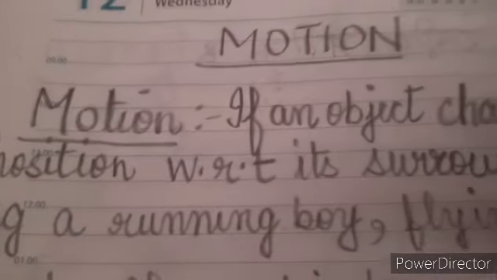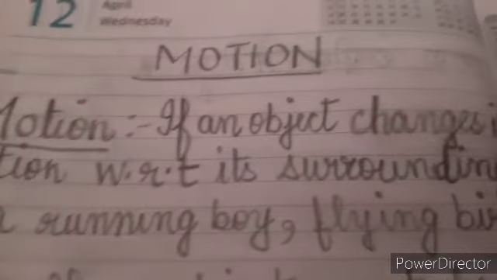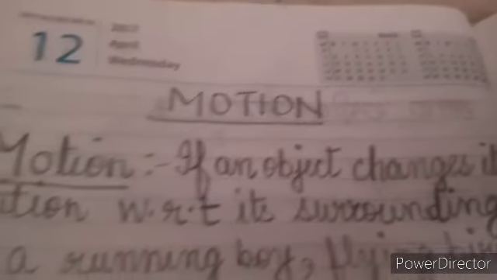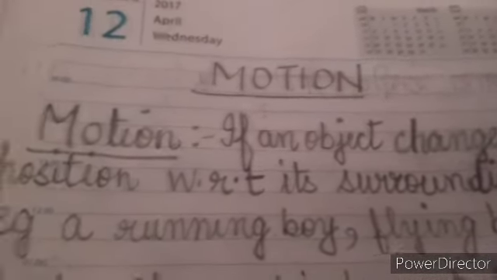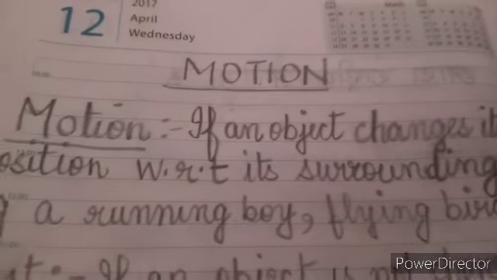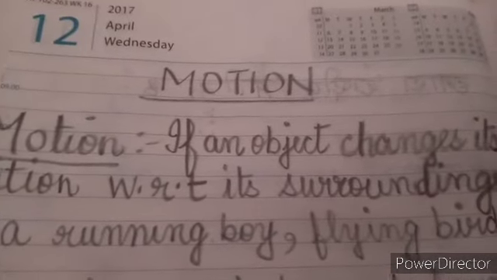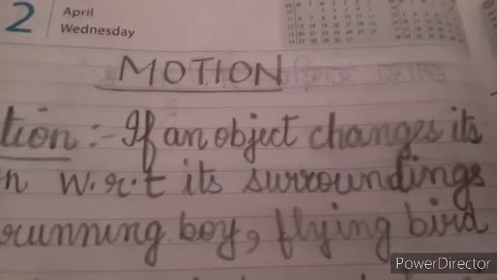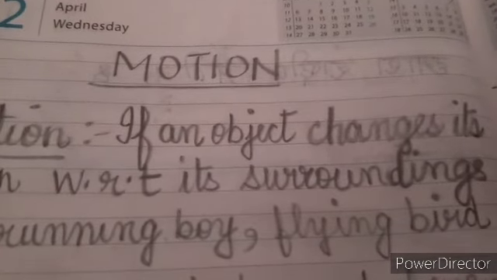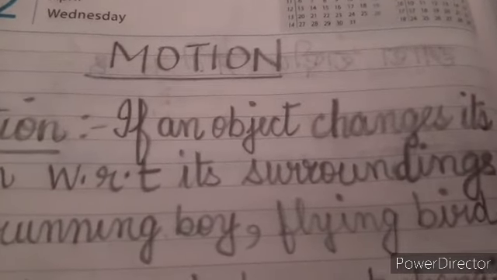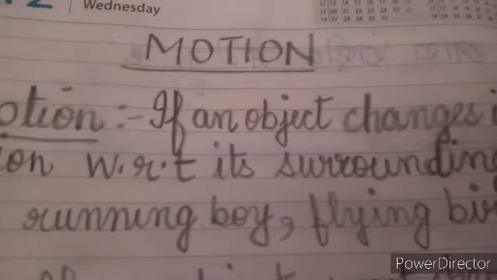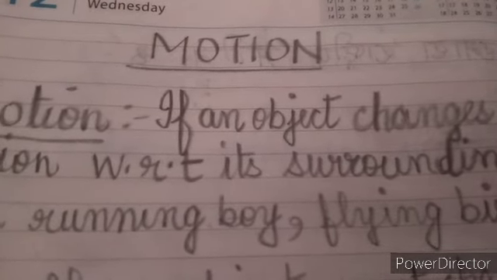What is motion? Motion is defined as: if an object changes its position with respect to its surroundings, it is known as motion. For example, a running boy, a flying bird, jumping, playing. All these are what? These are examples of motion.